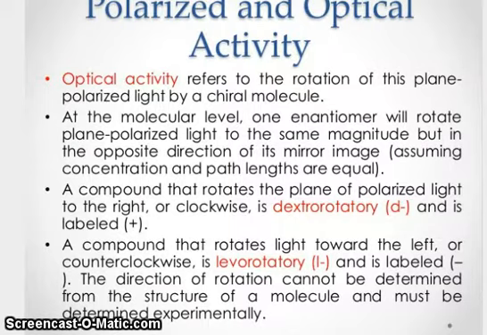Today in this video, I am going to talk about polarized light and optical activity.